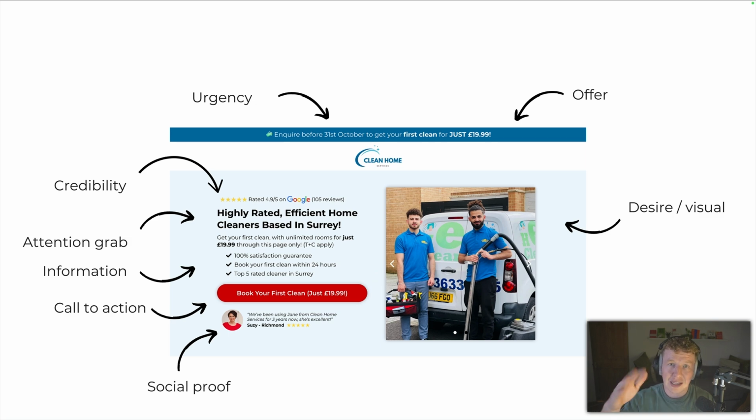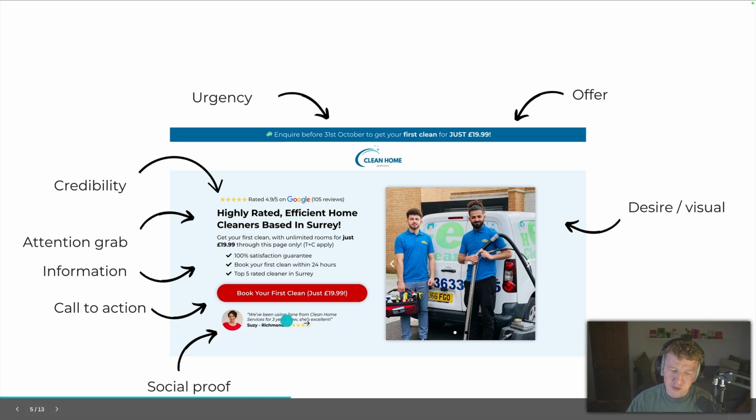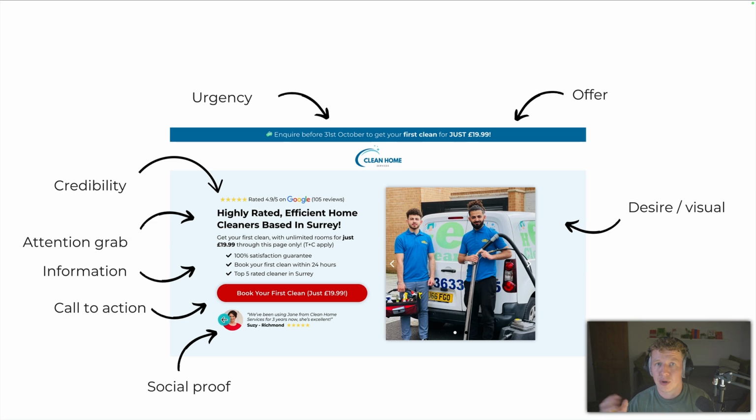Now, if we scroll down, there is more information about the product, but this top of fold section more or less has everything that the user needs to make a decision. We've then got a call to action: book your first clean, just £19.99, and we've got social proof. So we've got a personalized testimonial. You can handpick one of your clients' actual good testimonials and put that down underneath here.